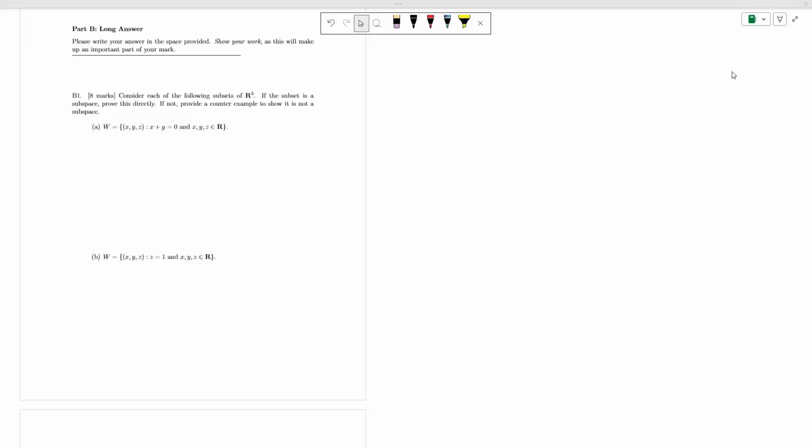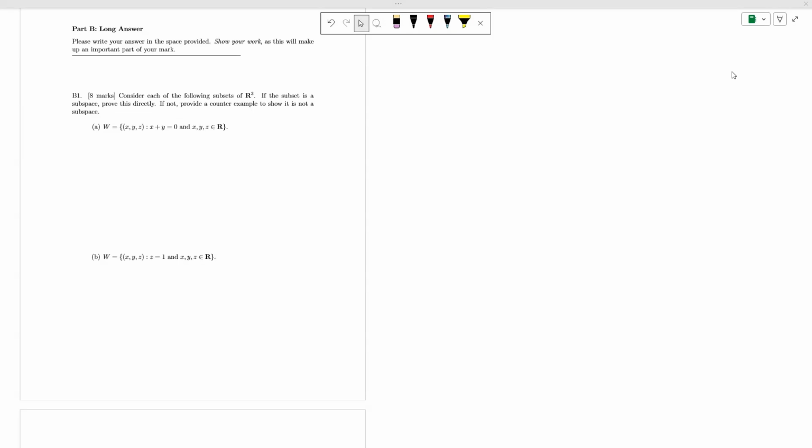Now we're going to look at a couple questions from part B. In the first question here, we have two different sets, and we're asked to either prove that they're a subset directly or provide a counterexample. And in both cases, what I'm going to start with is, are they non-empty?